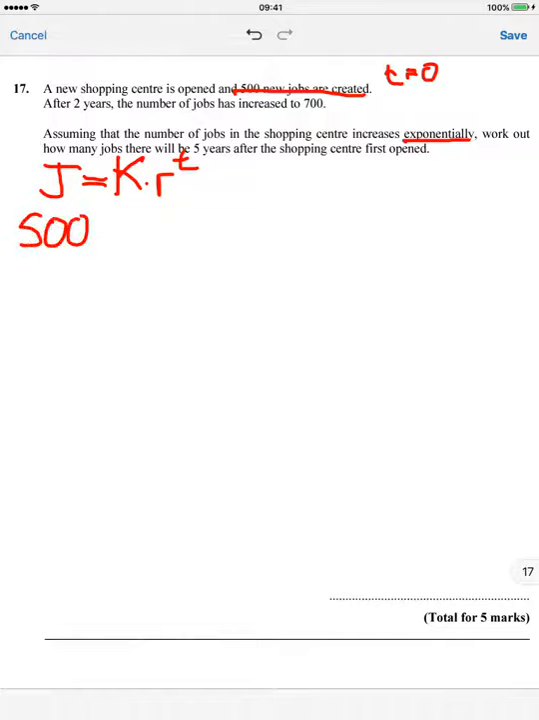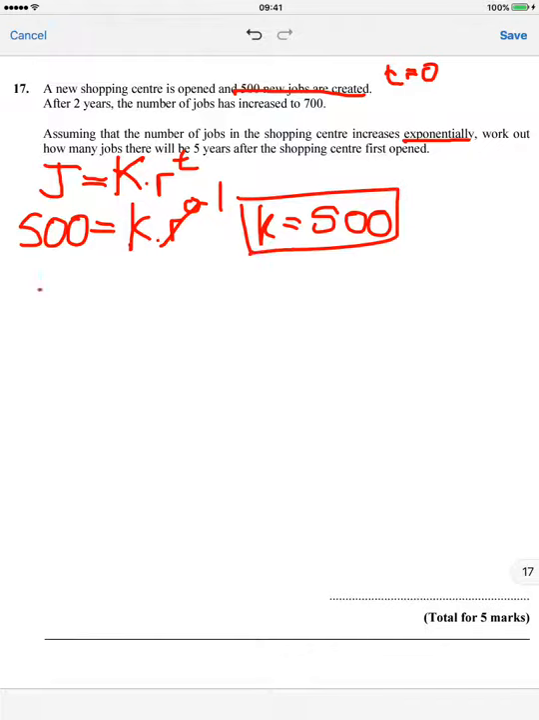500 is the number of jobs when we have our starting value multiplied by the rate to the power of 0, because t is 0 at the starting point. And we know that anything to the power of 0 is just 1. So actually we get straight away that our k, our starting point, is 500. So we start with 500 jobs, and that means that our formula can be written as 500 multiplied by r to the power of t.